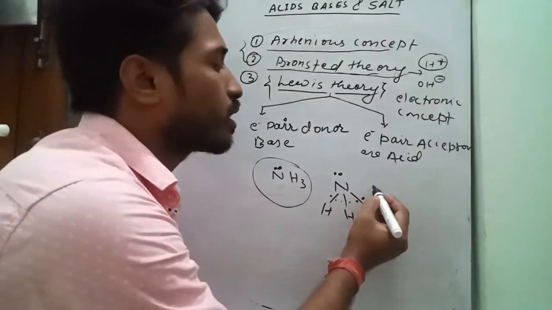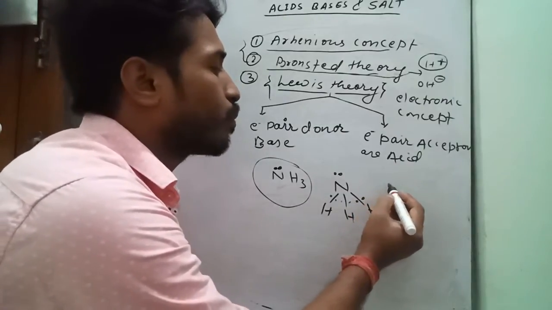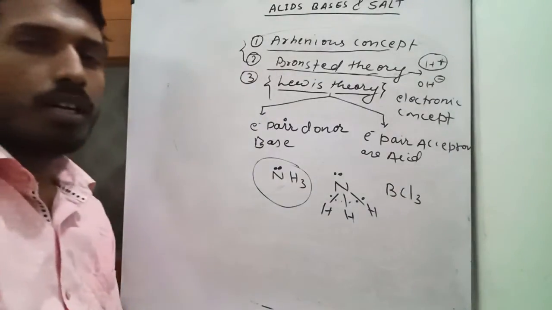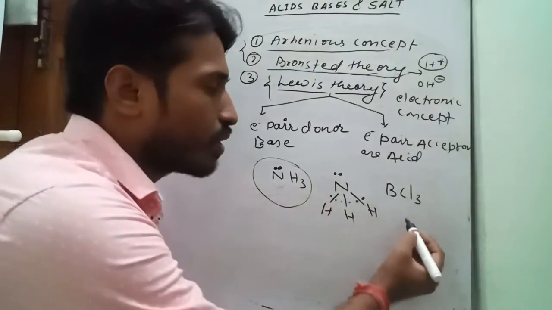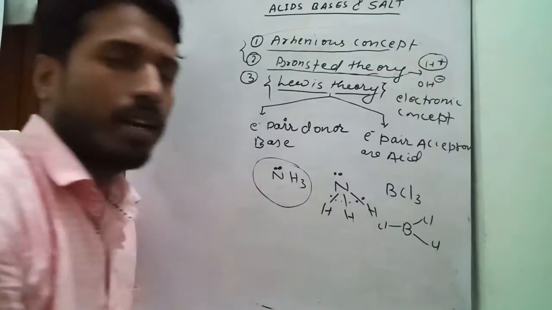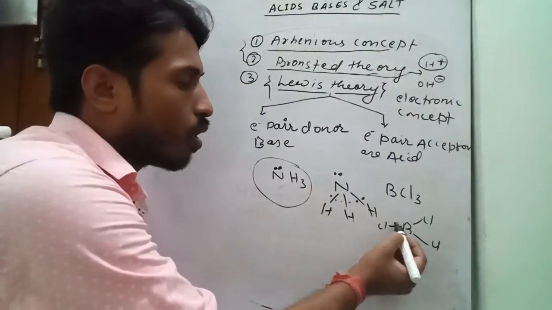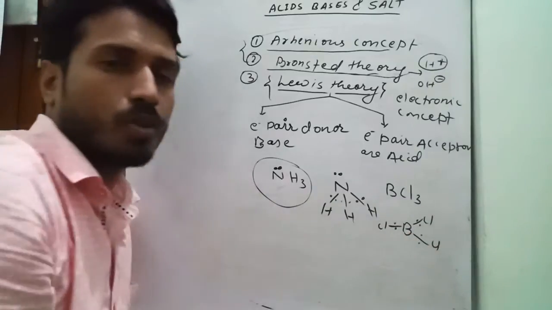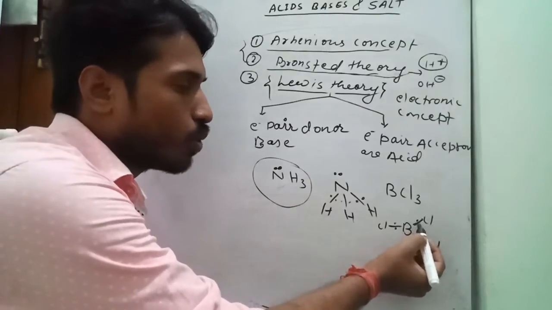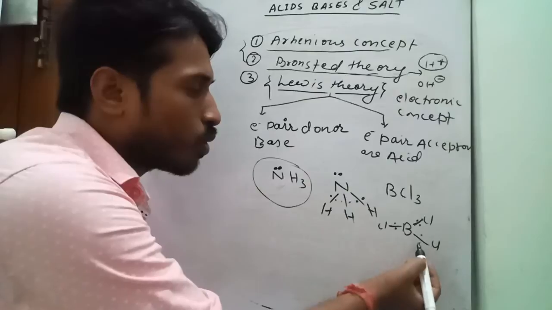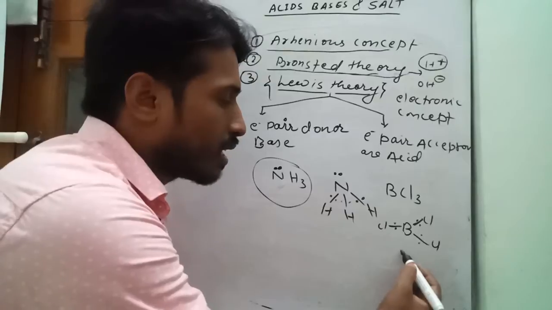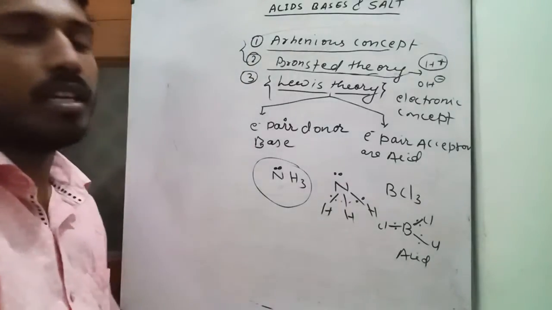Let us take an example of a compound, BCl3. If we see the structure, we have B with Cl, Cl and Cl. Here the octet is incomplete, that is only 6 electrons are there, including bonding. One bond, as I told you, will have 2 electrons, so 6 electrons. Now this will act as what? This will act as an acid, since it has incomplete octet.